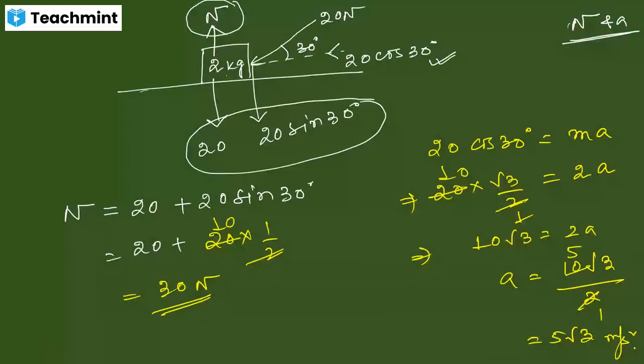In the previous way, we have written a statement where I have declared that every time for the linear motion of an object, the horizontal component of the force is responsible for acceleration. So that's why I have made it equal: 20 cos 30 equals the resultant force which causes the acceleration. So 20 cos 30 equals mass into acceleration. From that, I have obtained the acceleration as 5 root 3 meter per second square.